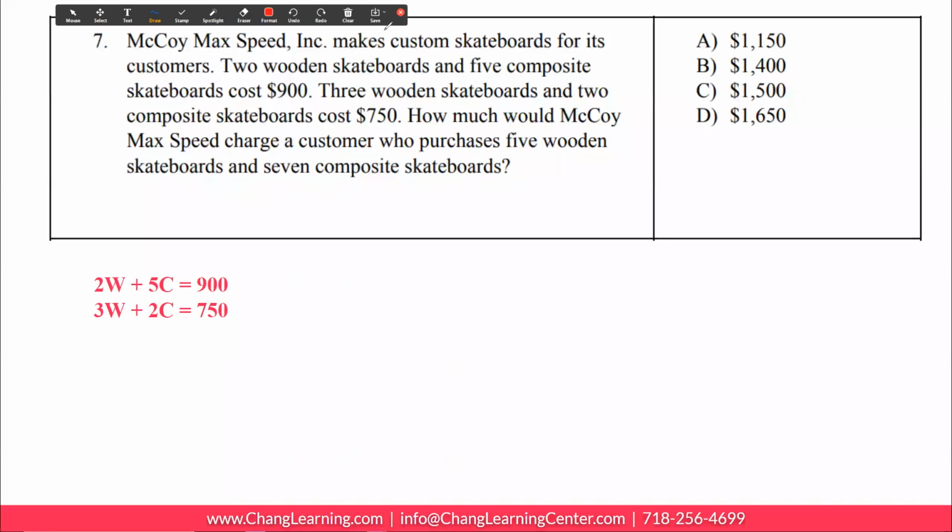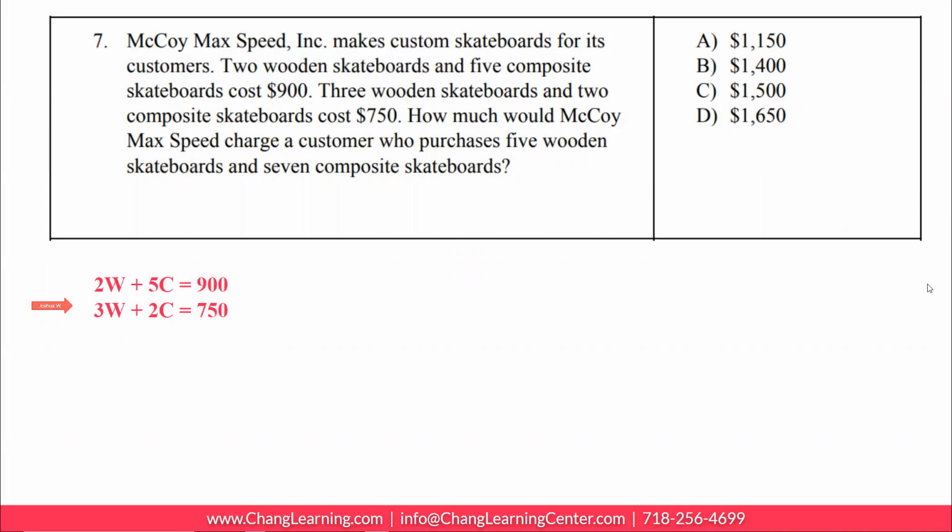So here I've taken that sentence and I've written the first equation here. 2 wooden skateboards is 2W, and 5 composite skateboards is 5C, and the total for that cart of items is $900. Second person comes in and says, well, I want 3 wooden skateboards and 2 composite skateboards. And the shop says, well, that would be a total of $750. The question is, how much would McCoy Max Speed charge a customer who purchases 5 wooden skateboards and 7 composite skateboards?